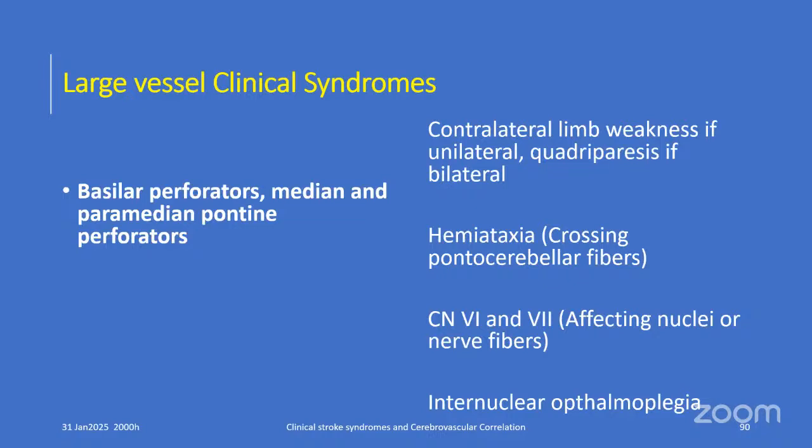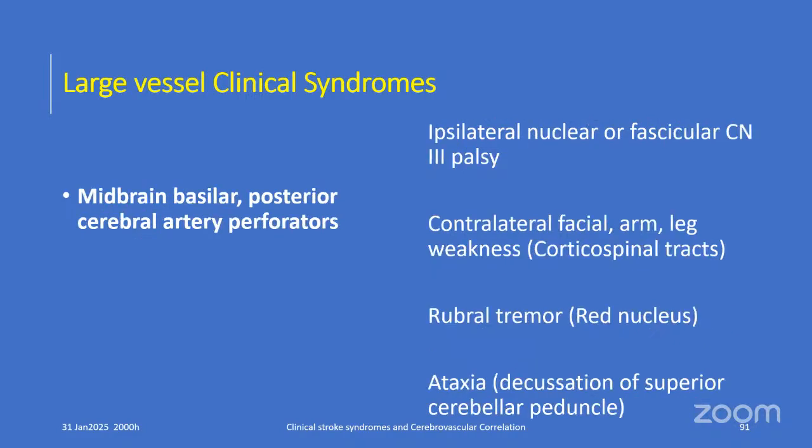The basilar perforators give rise to limb weakness and quadriparesis because the pons has all the fibers. At times there may be ataxic hemiparesis or hemiataxia, and cranial nerves, the 7th and 6th, get affected. There may be internuclear ophthalmoplegia, which is a defect seen in the eye examination.